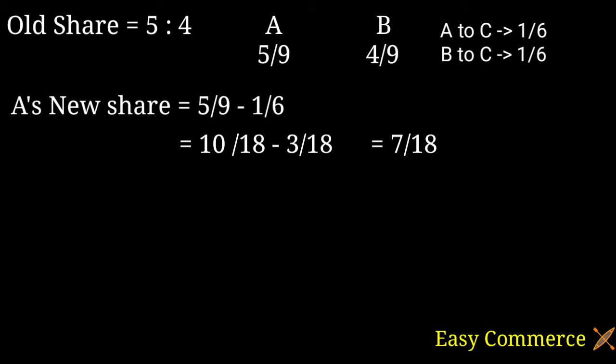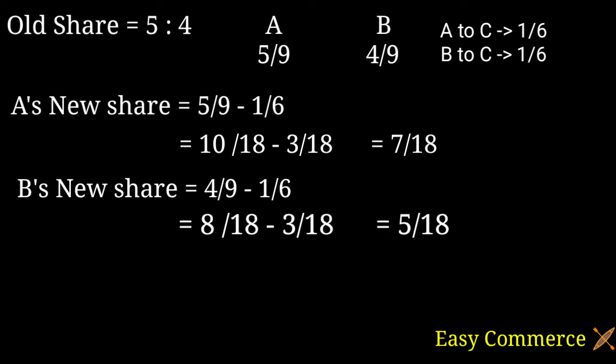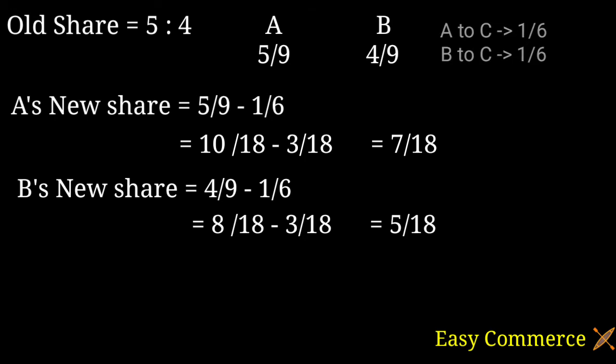Next we can calculate B's new share. B's old share is 4/9 and the share to C is 1/6. Then we deduct 1/6 from 4/9. First of all, we need to calculate the LCM. The LCM is 18, so we can write 8/18 minus 3/18. That's equal to 5/18. A's new share is 7/18, B's new share is 5/18, and C's share is 1/3.